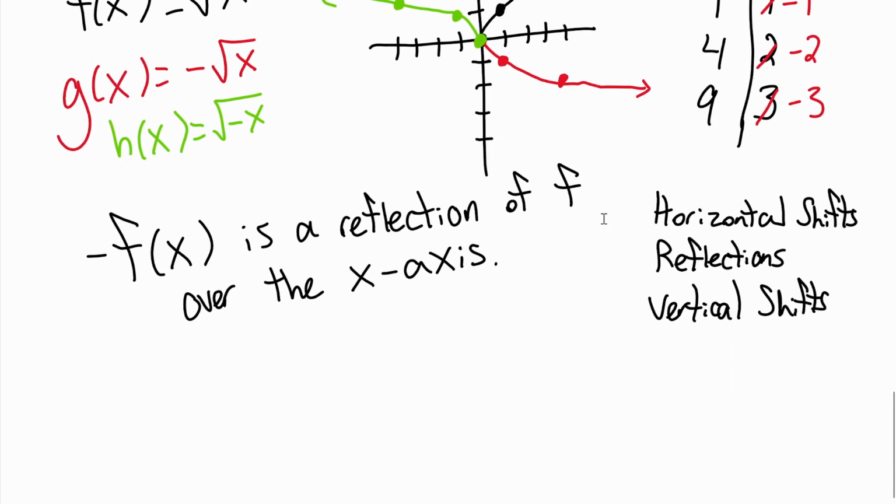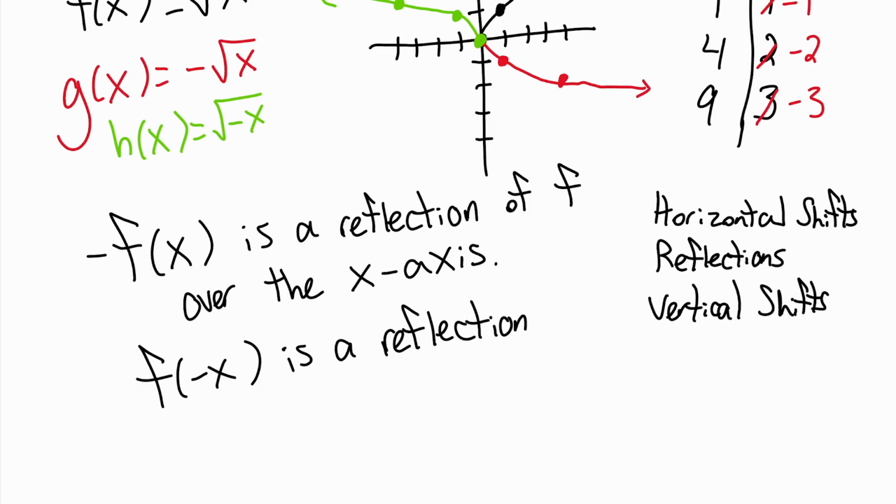Okay, so we'll write that down here. F of negative x then is a reflection over the y-axis.